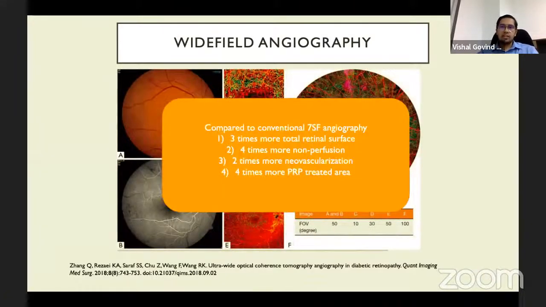Very interesting fact that compared to 7-field angiography, Whitefield shows 3 times more retinal surface and a multi-fold increase in non-perfusion area and neovascularization. So the detection rates are much higher with Whitefield.